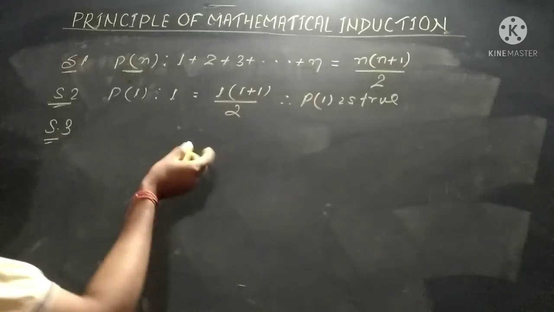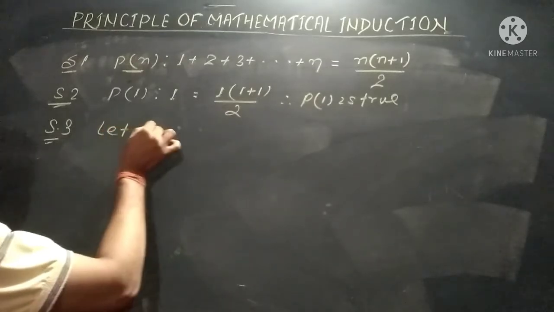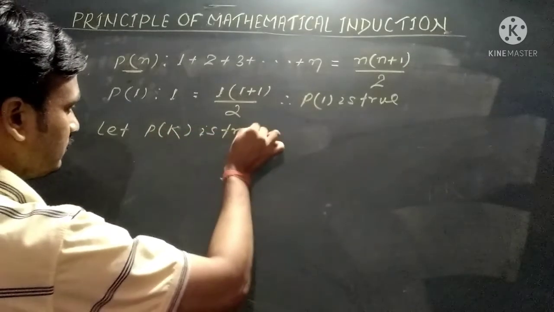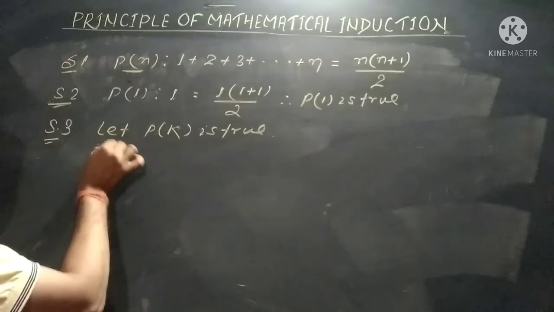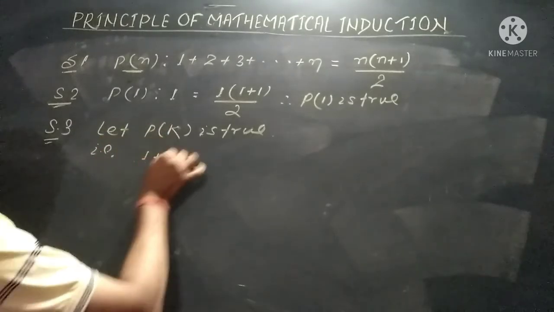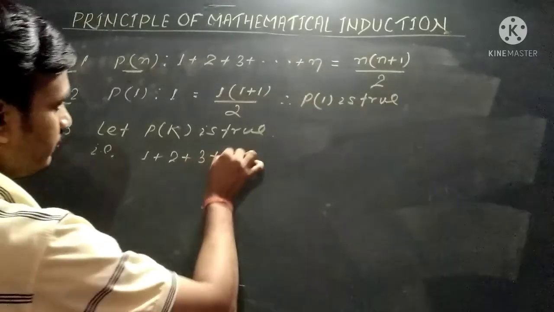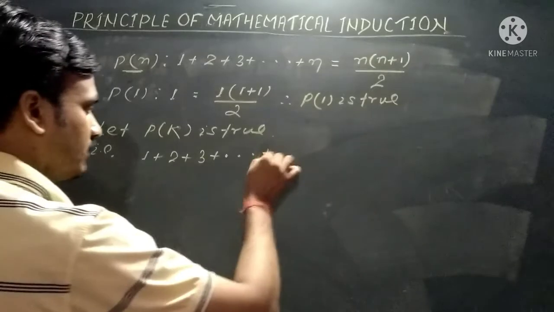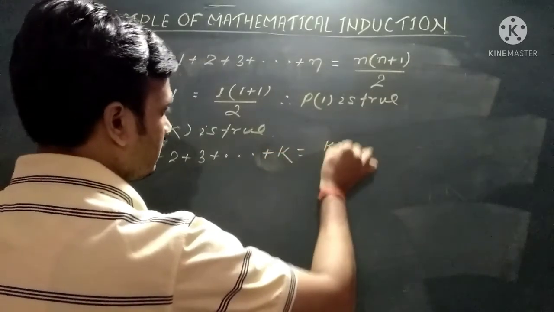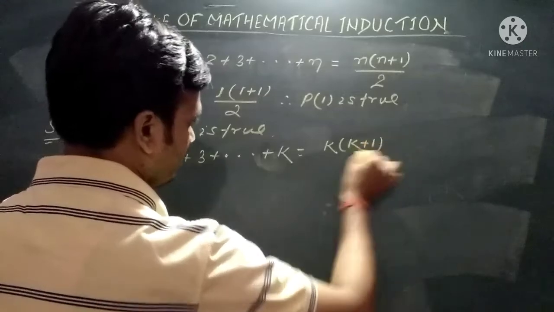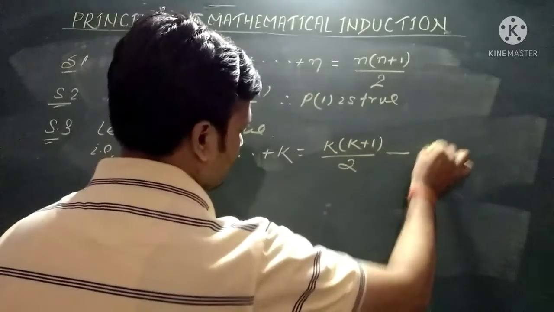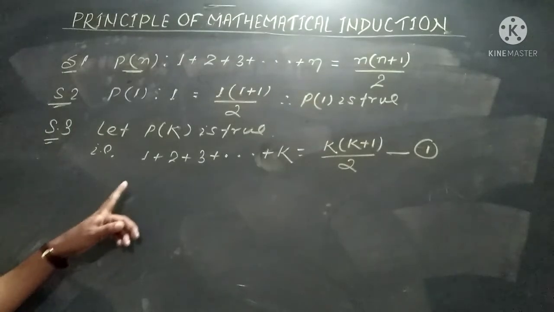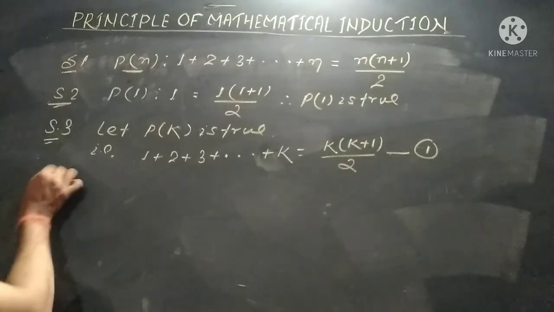Step 3, in this step we have to assume that P is true for n equals k, that means let Pk be true. Pk is true means what? That means 1 plus 2 plus 3 plus dot dot dot plus k is equal to k into k plus 1 divided by 2. Okay, we have assumed here that this mathematical statement is true for Pk.